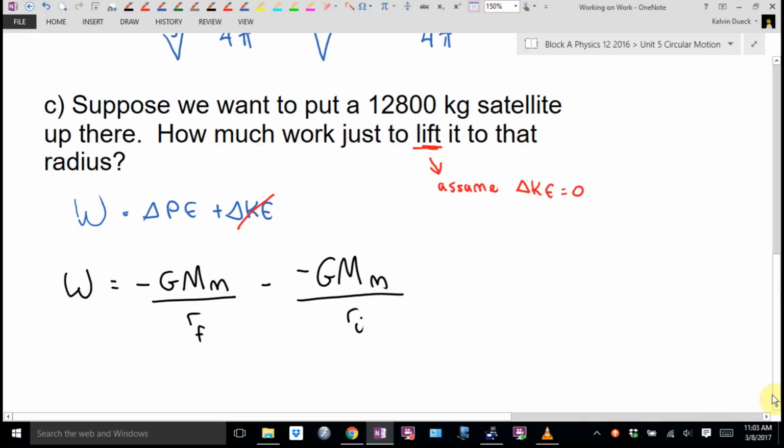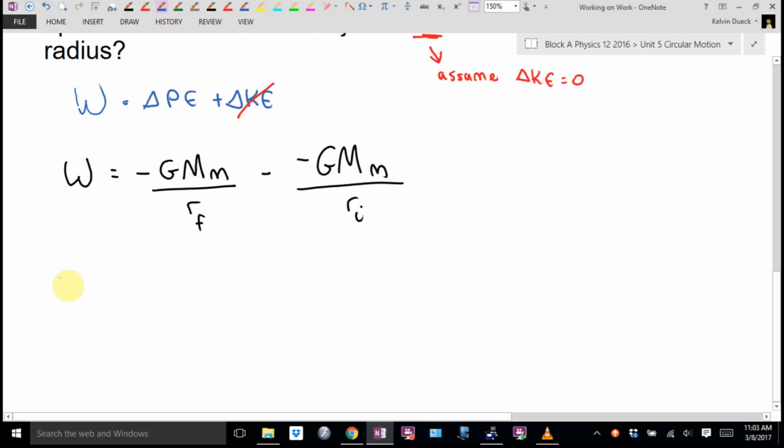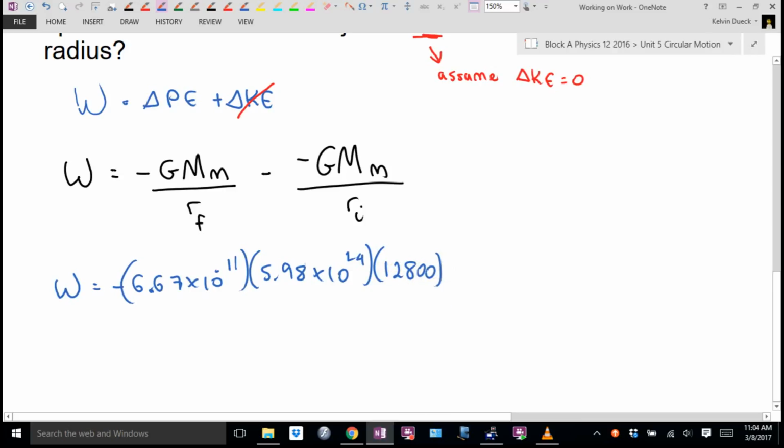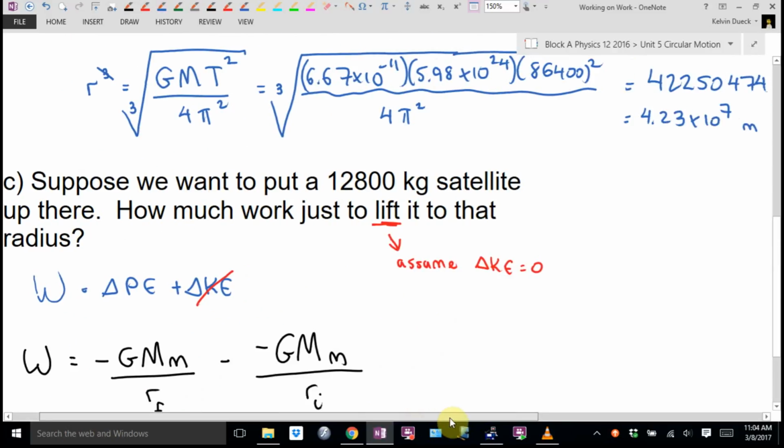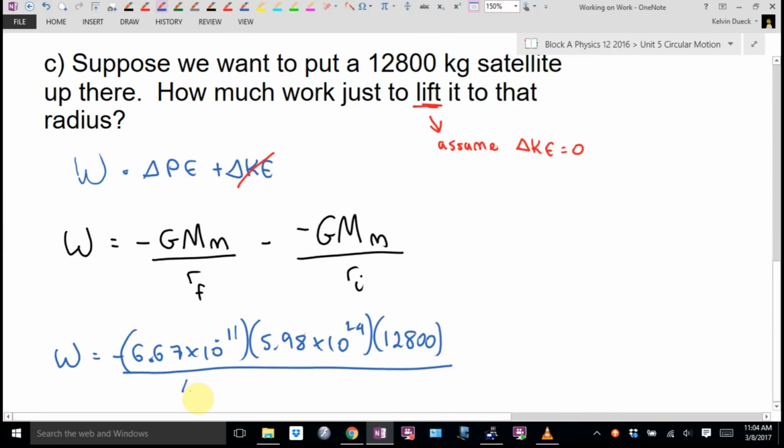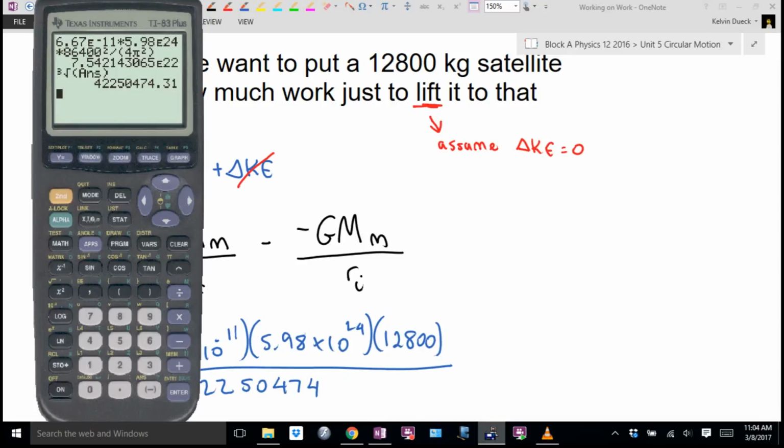Okay, this is going to be some typing. Let's write in the numbers. We'll use ditto marks and things to be clever. So work is going to be negative 6.67 times 10 to the negative 11, 5.98 times 10 to the 24th. What did I say the satellite had a mass of? 12,800? Just picking something at random. Fairly big-ish satellite. And our final was 422.5474. Conveniently, I still have this number sitting on my calculator.